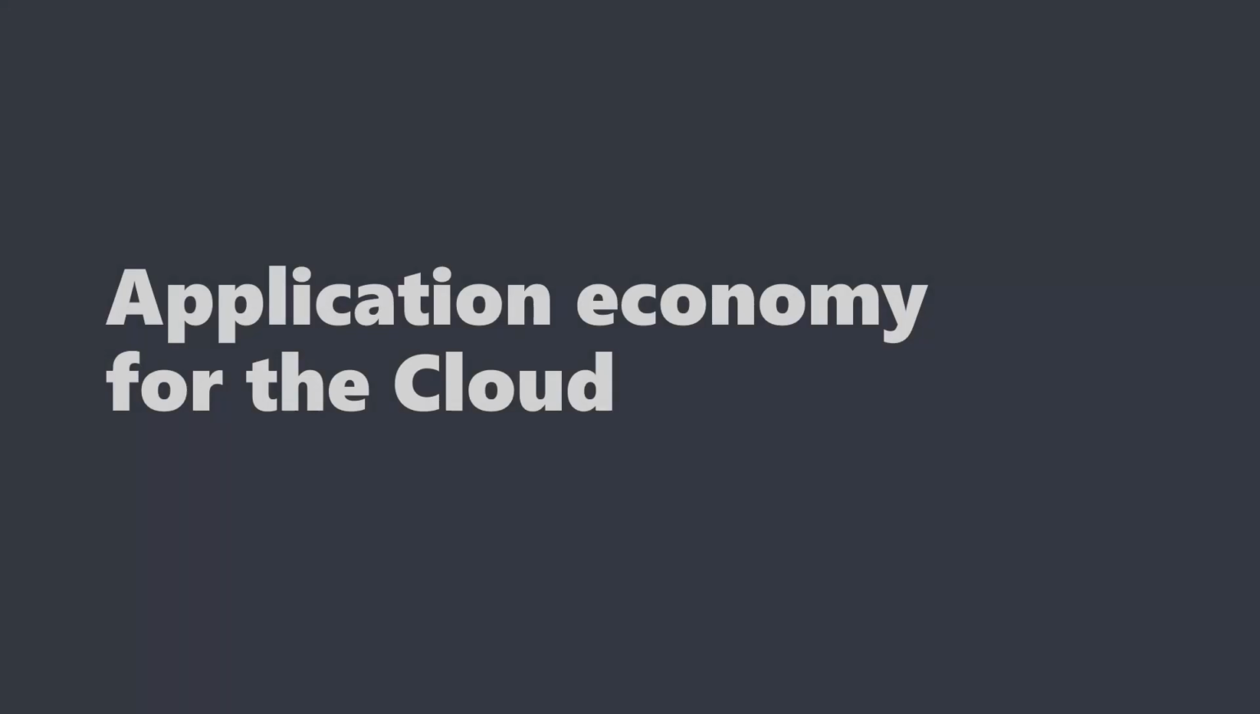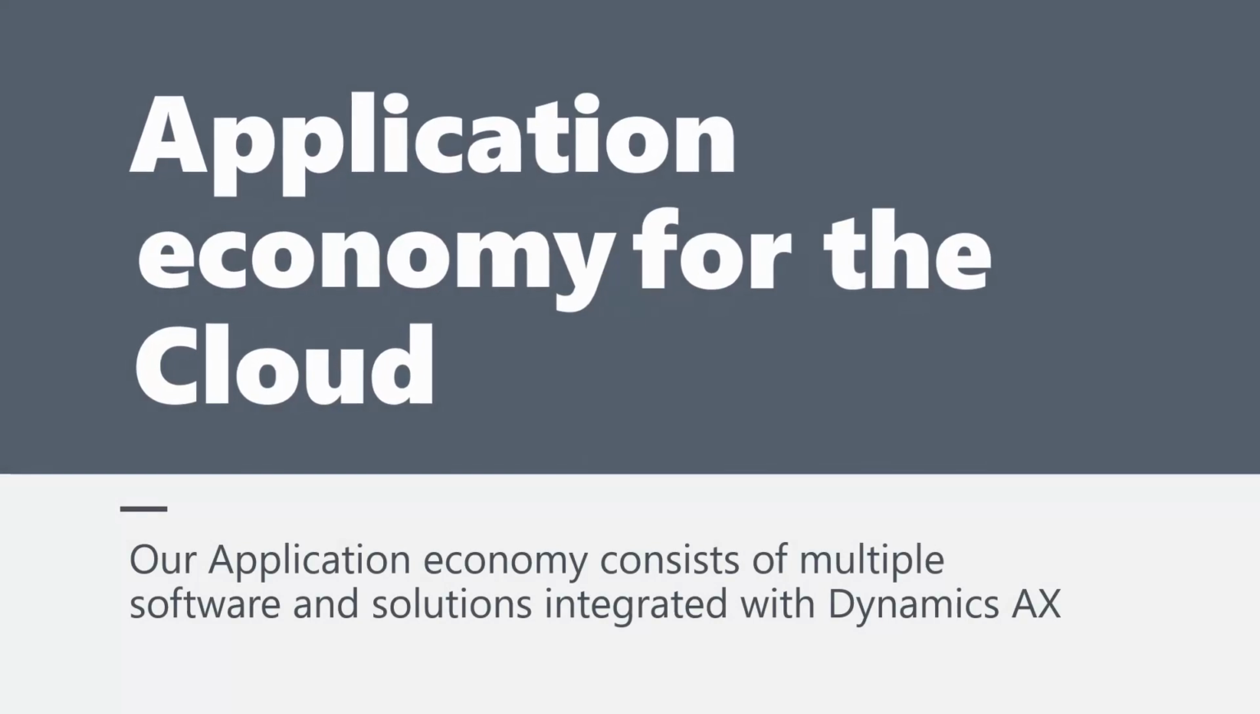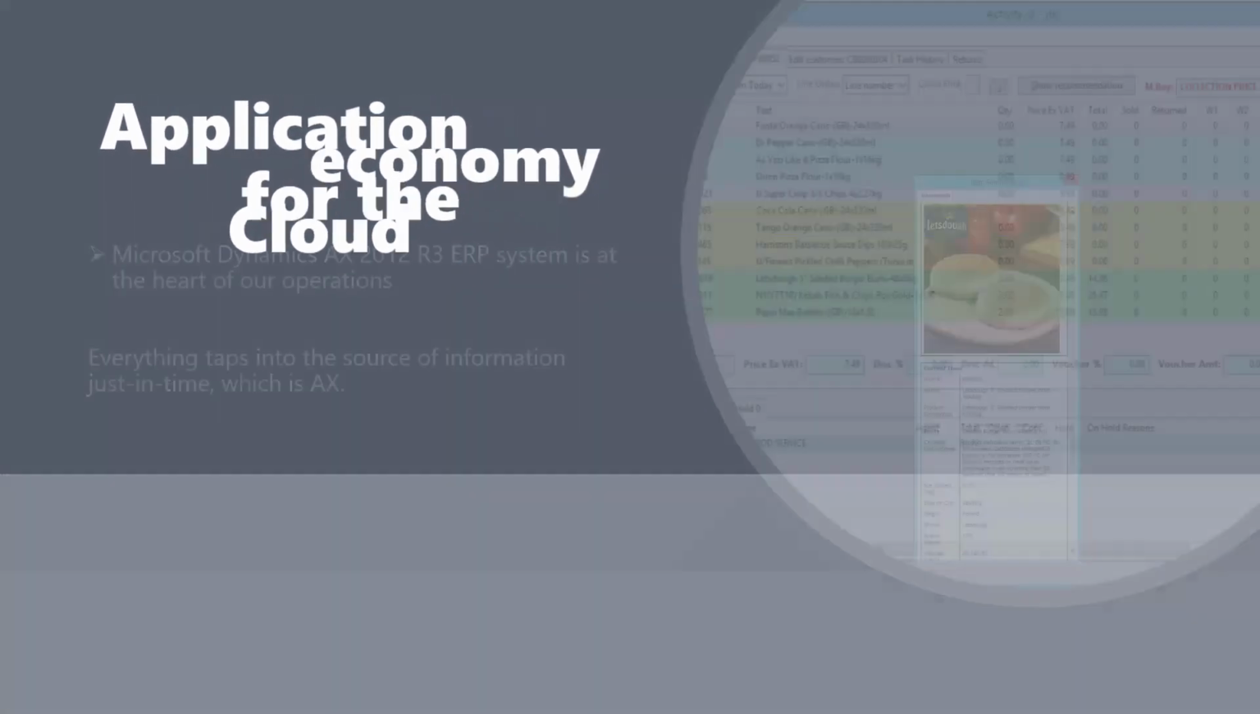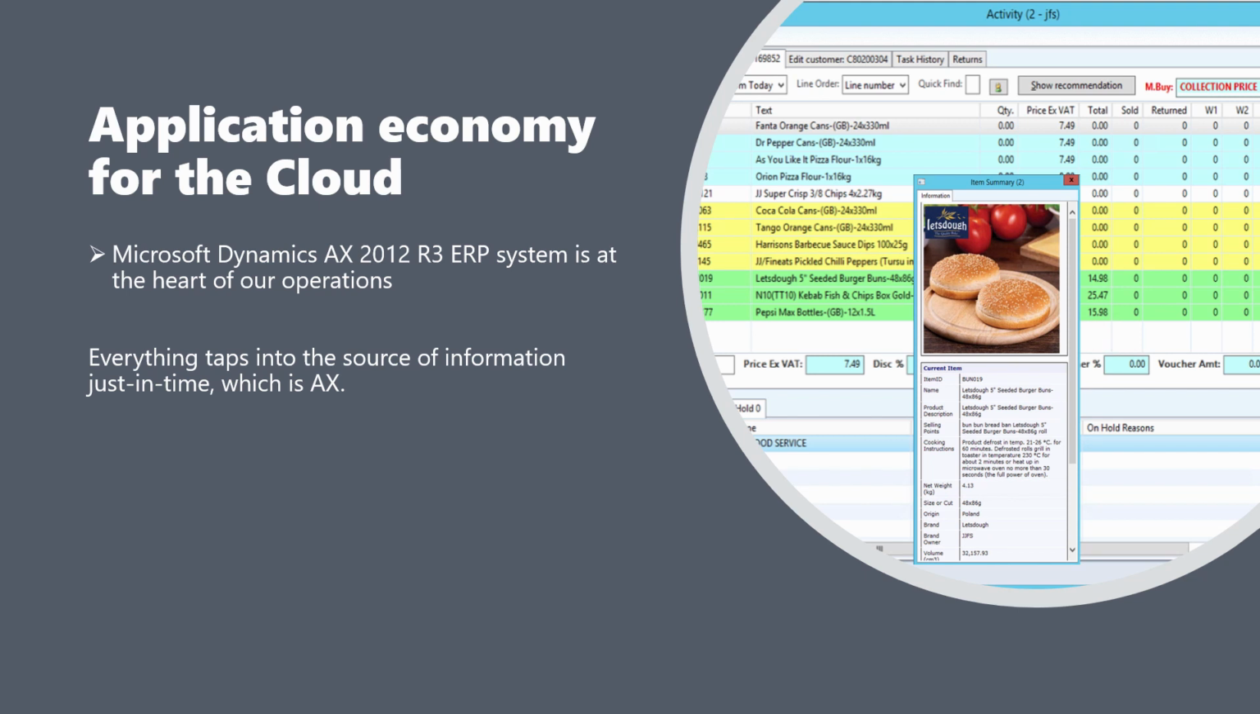Let's have a look at our application economy. It consists of multiple software and solutions integrated closely with Dynamics AX. But the heart of our business is around 2012 R3. It is a heavily customized solution that we have. We are using a lot of smart technologies that didn't exist at the time, so we have implemented them ourselves, like predictive analytics, where we figure out what the customer is going to buy from us. All this information for the integrated pieces is just in time. So we have got a lot of AIF customizations and services in our system as well.